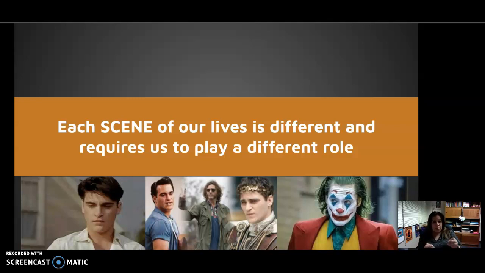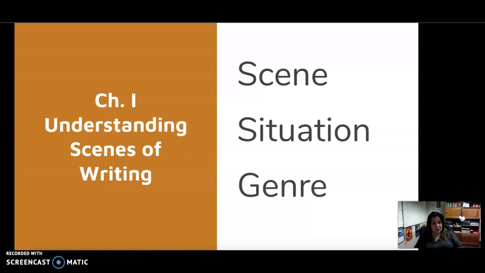That means if we're looking at scenes of writing, every time we write, we have to understand the scene. What is this writing for? Where is it? Who are you communicating with? What is the purpose? Who is the audience? All of that is part of genre analysis and understanding genres, genre knowledge, basically. So let's now take that and apply it to our textbook.